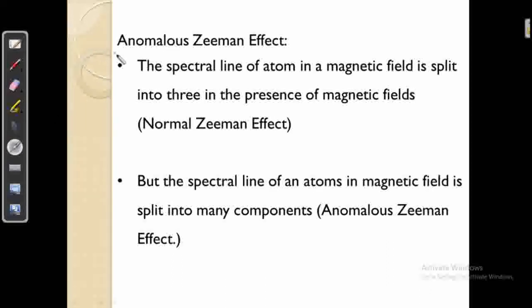The next thing is the anomalous Zeeman effect. What is the Zeeman effect? The spectral line of an atom in a magnetic field is split into three components in the presence of the magnetic field. That is the normal Zeeman effect. But actually the spectral line of an atom in a magnetic field is often split into more than three components. That is known as the anomalous Zeeman effect. The anomalous Zeeman effect and the fine structure couldn't be explained using the three quantum numbers.